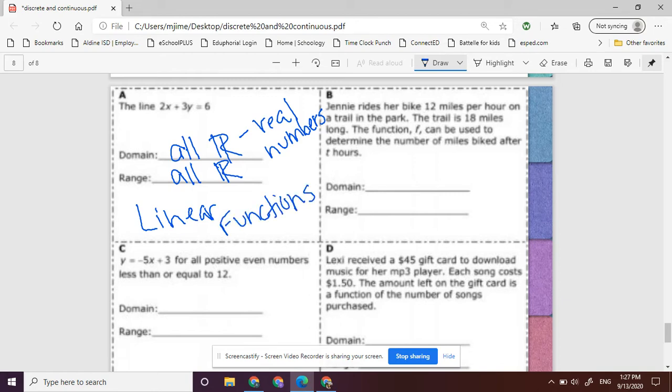All right, letter B. Jenny rides her bike 12 miles an hour on a trail in the park. The trail is 18 miles long. The function can be used to determine the number of miles. Okay, miles is my x.